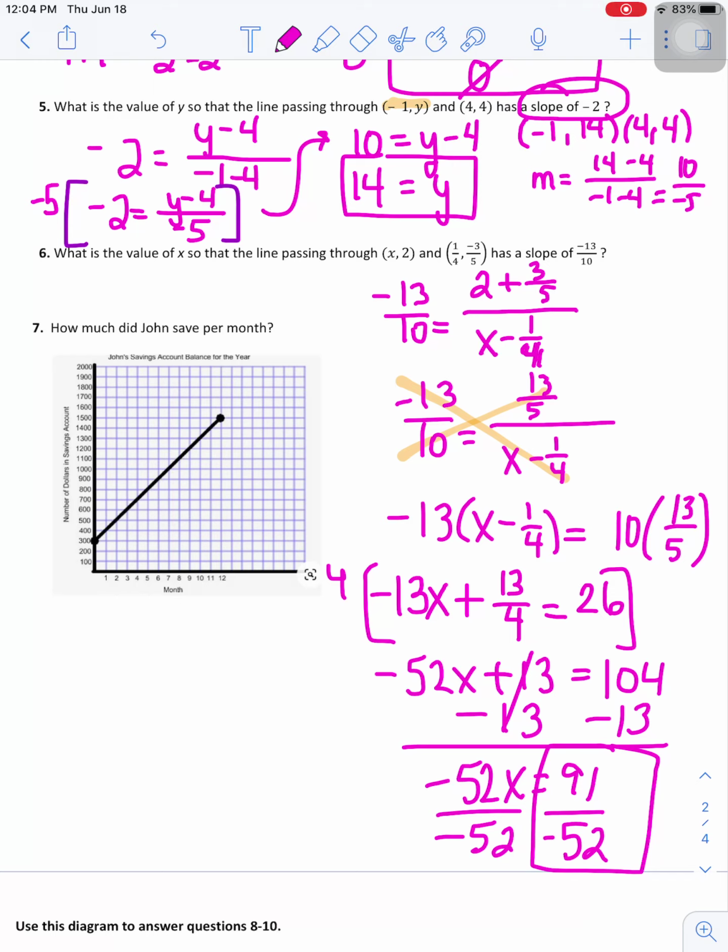Now, you can always check that by plugging it back in and verifying that your slope ends up being negative 13 tenths.